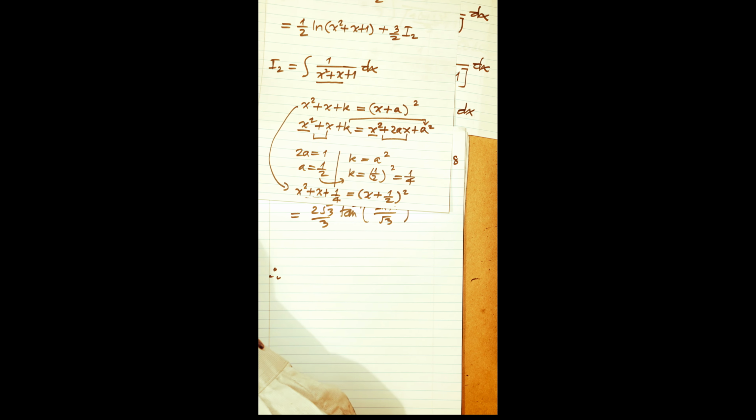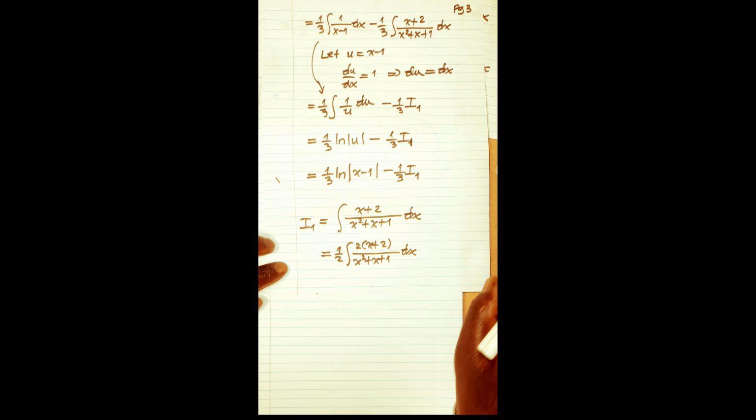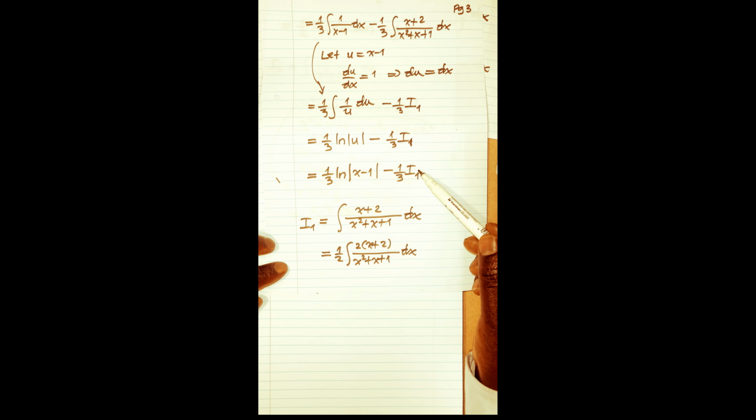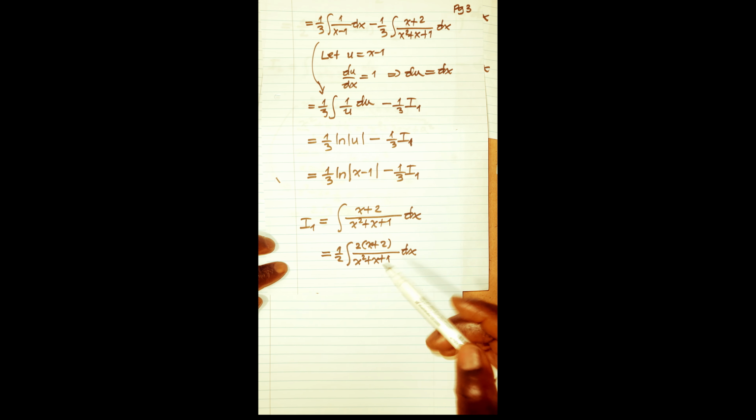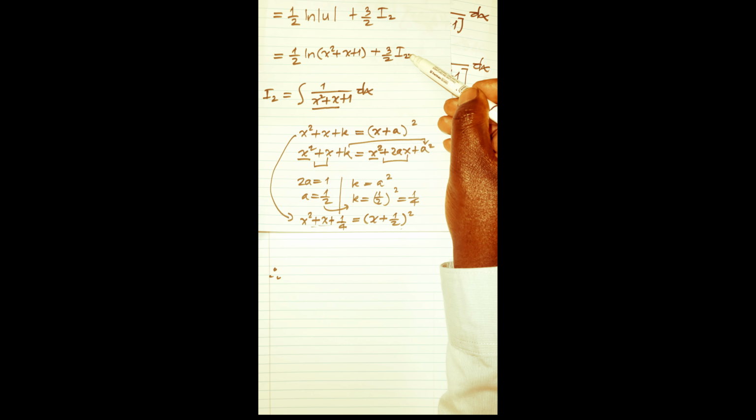I1, remember this is I1. So where did we start from? I'm going to show you where I1 is. We have page 3. Here it is. I1 was this integral. I1, remember we have a third I1. So we have to work out I1 first. I1 starting from here and continuing and ending there with I2.